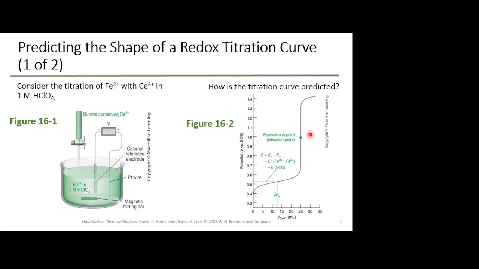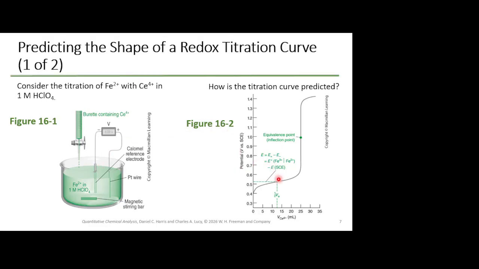And so that equivalence point is always where you've consumed all of one species. And so we'll have consumed all of the iron 2+. That makes sense? Okay.